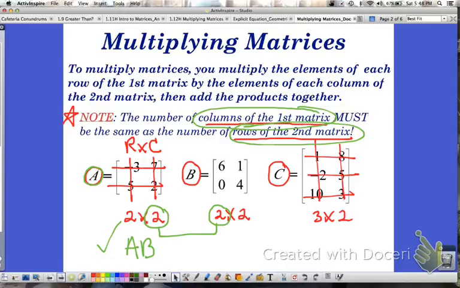But now let's look at matrix C with respect to A and B. If I wanted to multiply matrix A times matrix C, I'm going to say I cannot do it. The reason I cannot do it is because the number of columns of the first matrix does not equal the number of rows of the second matrix. So right off the bat, I cannot come up with the product of A times C, because there's a dimension mismatch. I cannot multiply because the dimensions are not compatible.